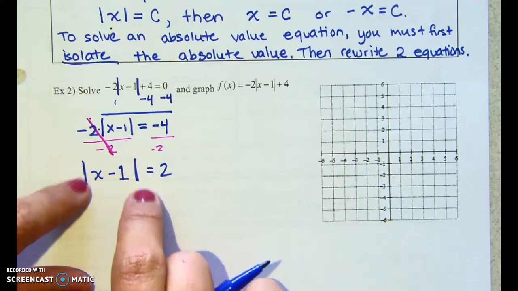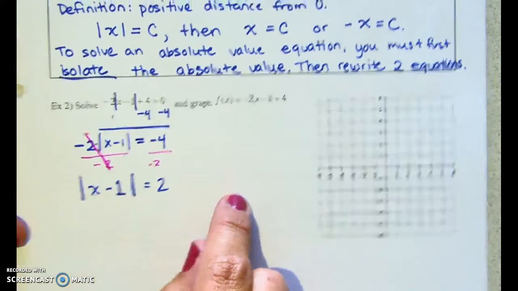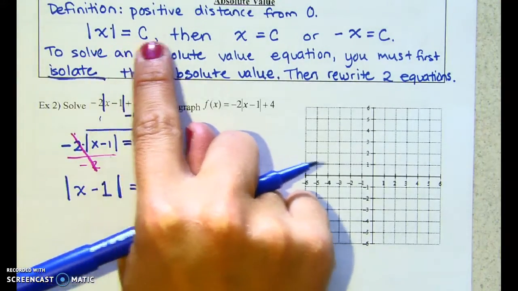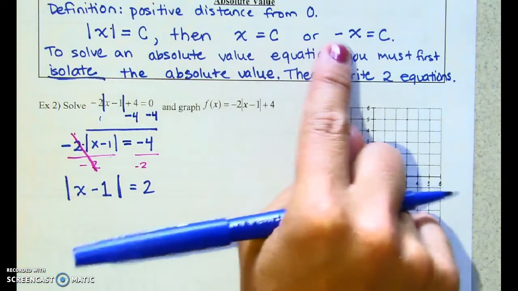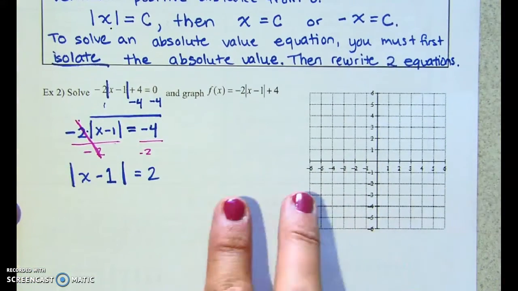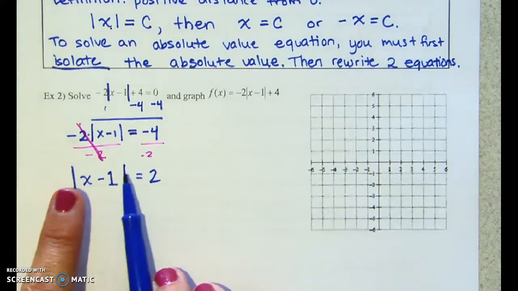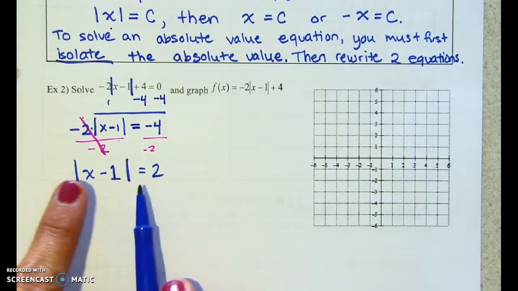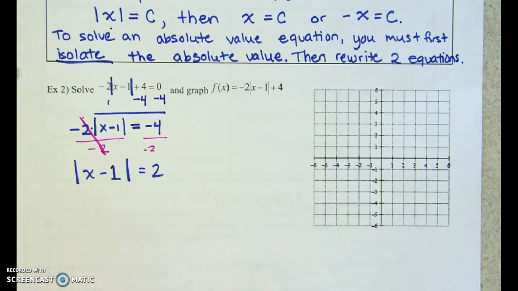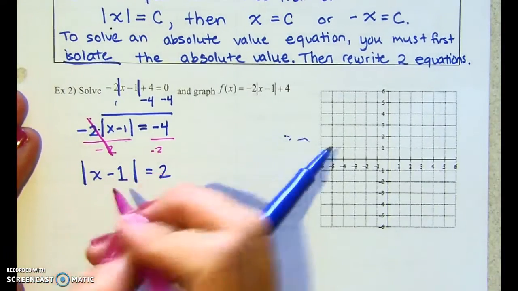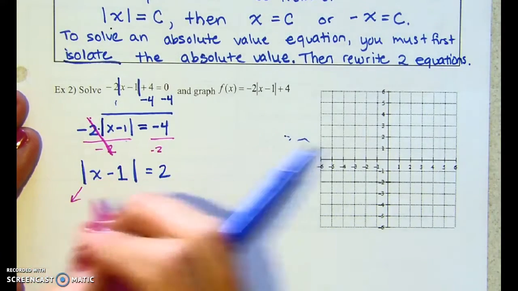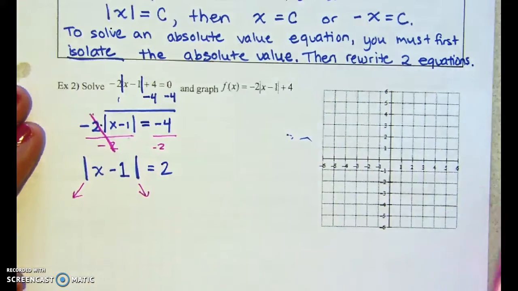Now that the absolute value is isolated, we're going to follow this rule right here. The absolute value of x equals c, then x equals c, or negative x equals c. You ready? Two equations. Do you know what I think about? Two lines, two equations. Two lines, two equations. Got it? What do you say? Two lines? I'm going to have you repeat this in class. So two lines means two equations, and I draw little arrows.